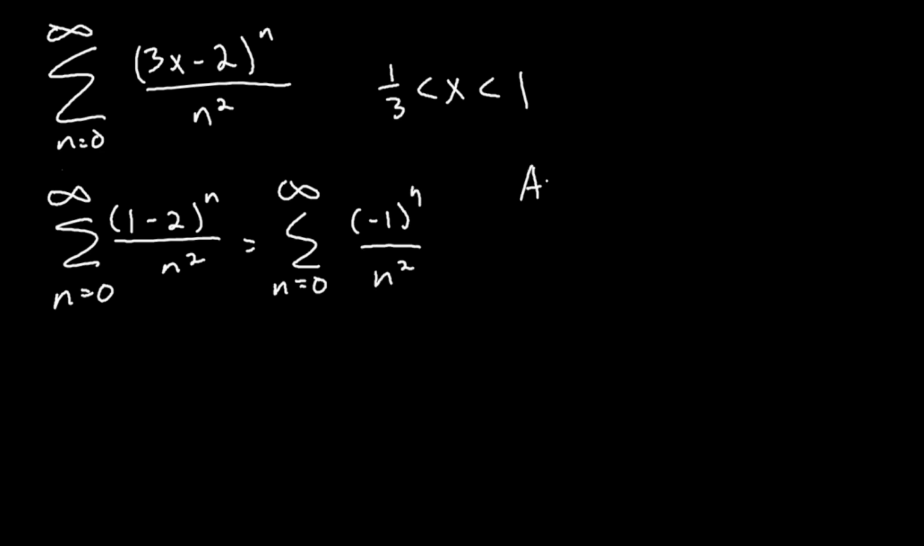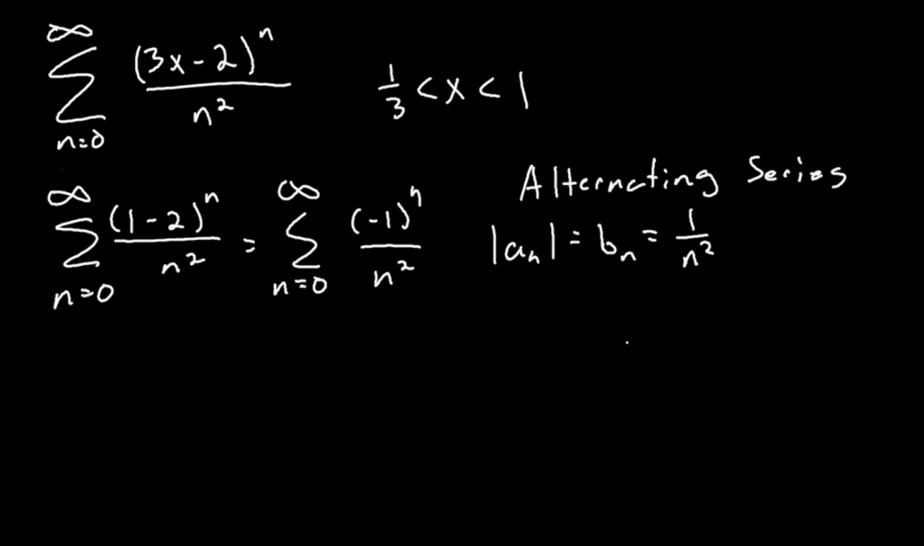Well, if we use the alternating series test, let's go ahead and take the absolute value of a_n to get b_n, and b_n in this case, which removes the alternating part of the series, is 1 over n squared. Well, we already know 1 over n squared converges, right? That's the p-series test.